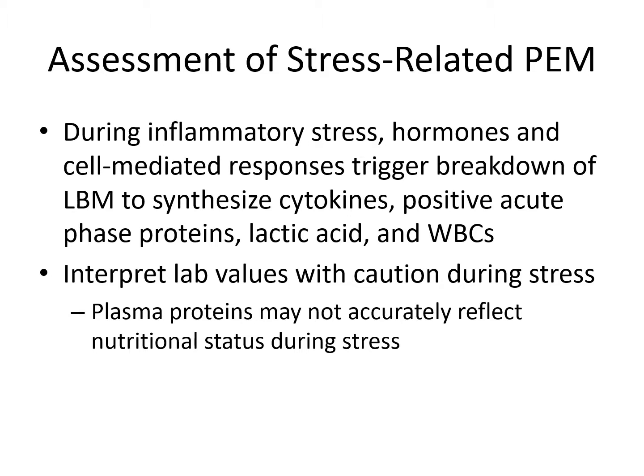So looking at the assessment of stress-related protein energy malnutrition. During inflammatory stress conditions, hormone and cell-mediated responses trigger the breakdown of lean body mass to synthesize cytokines, positive acute phase proteins, lactic acid, and white blood cells. And so what we need to do is make sure that when we're interpreting lab values, we're doing this with caution, because of these shifts from stress with these positive and negative acute phase proteins, plasma proteins may not accurately reflect nutritional status during these times of stress.